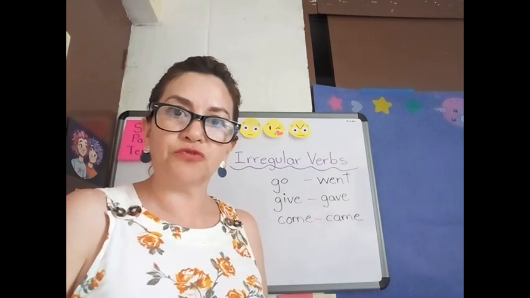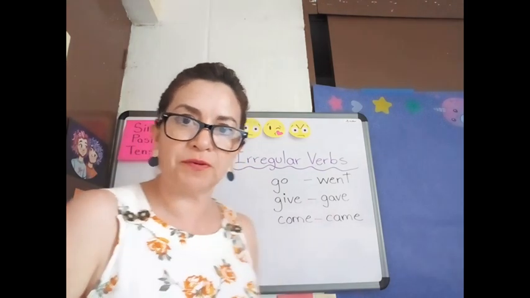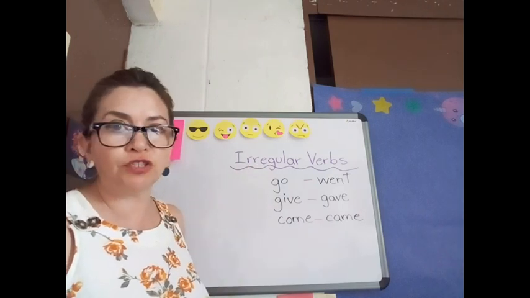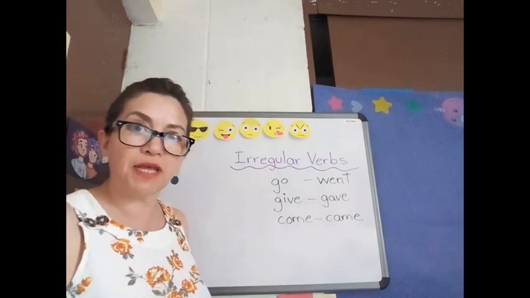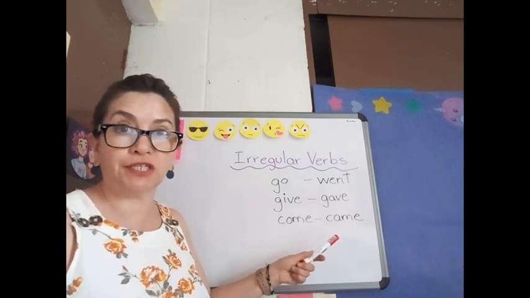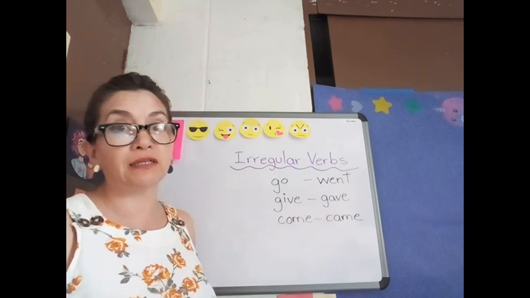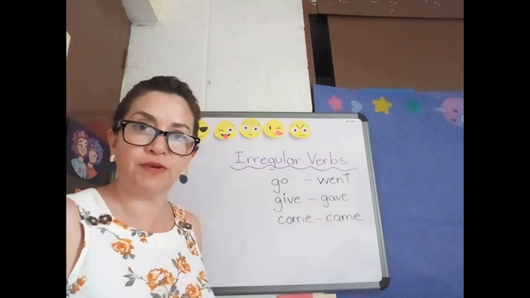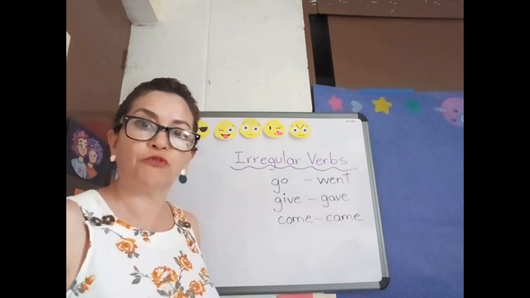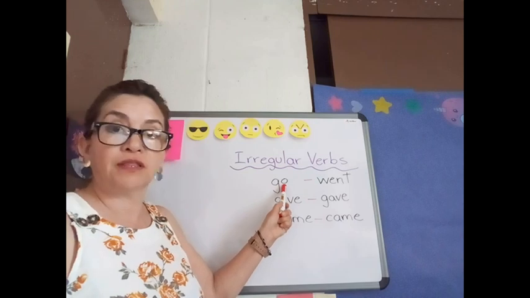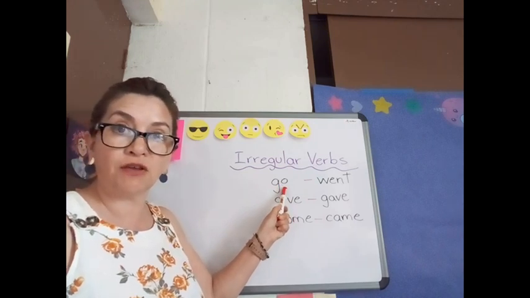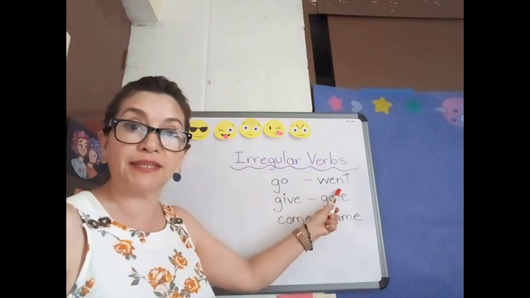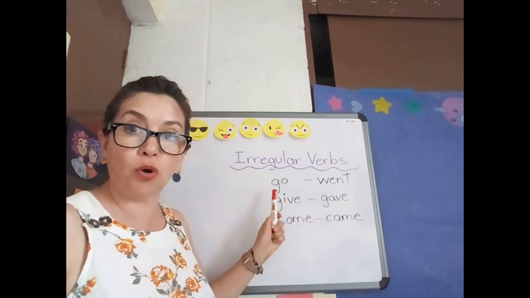And now we are going to see some examples of irregular verbs. Irregular verbs are not the same as regular verbs. Their past form changes. Sometimes it changes a little, sometimes it changes a lot. This is a very different word from the original. For example, the base form or present tense of the verb go changes into went in the simple past tense. Go, went.